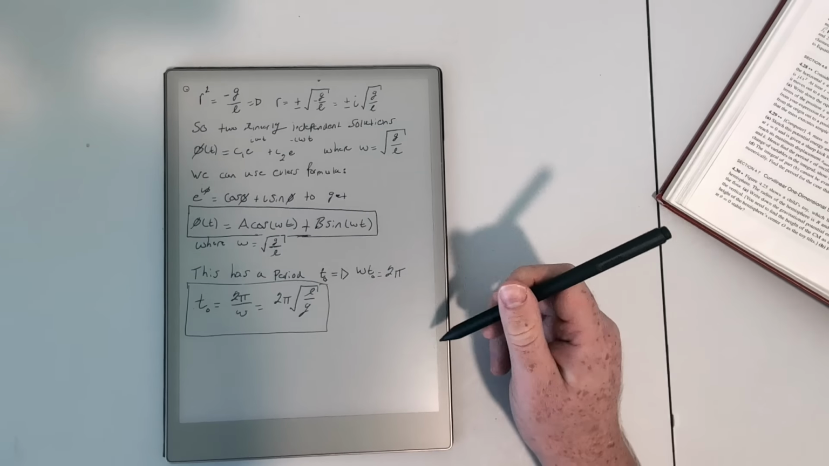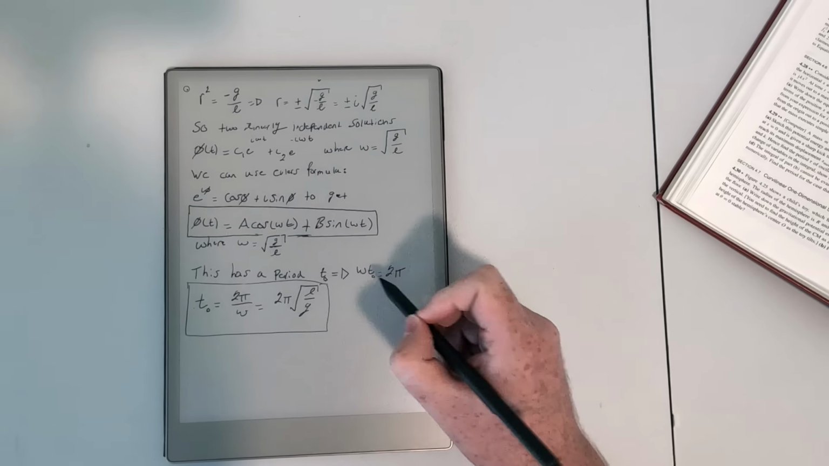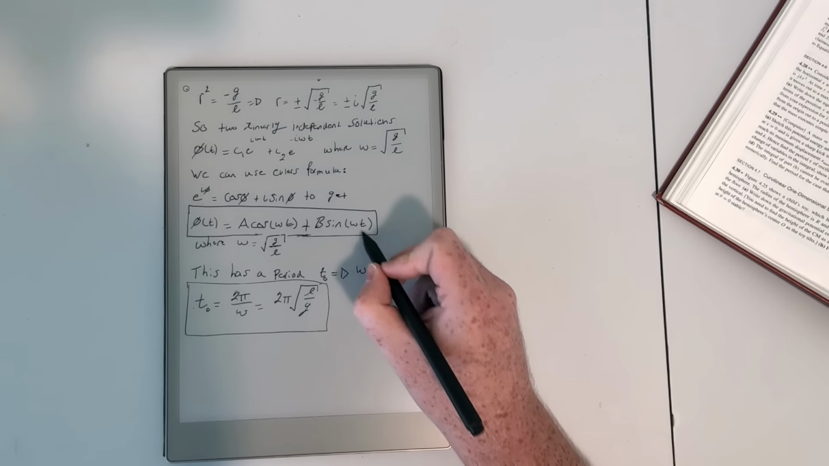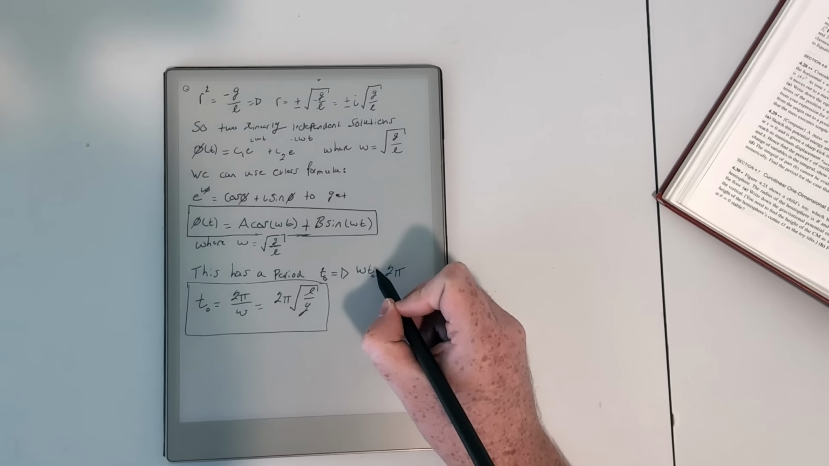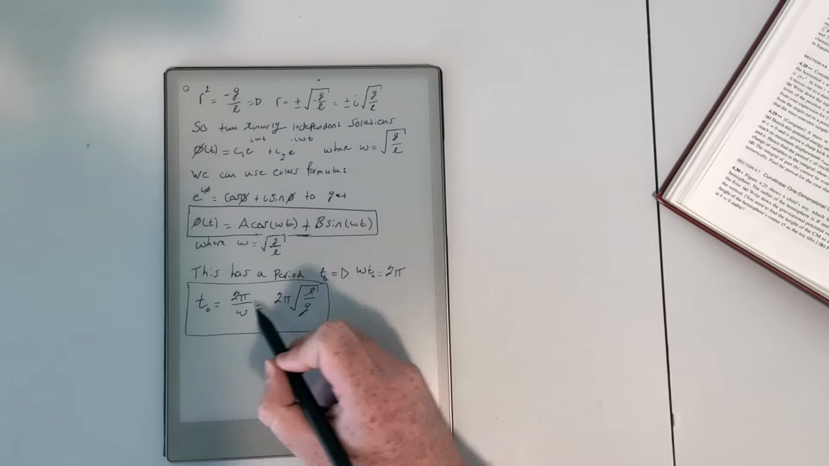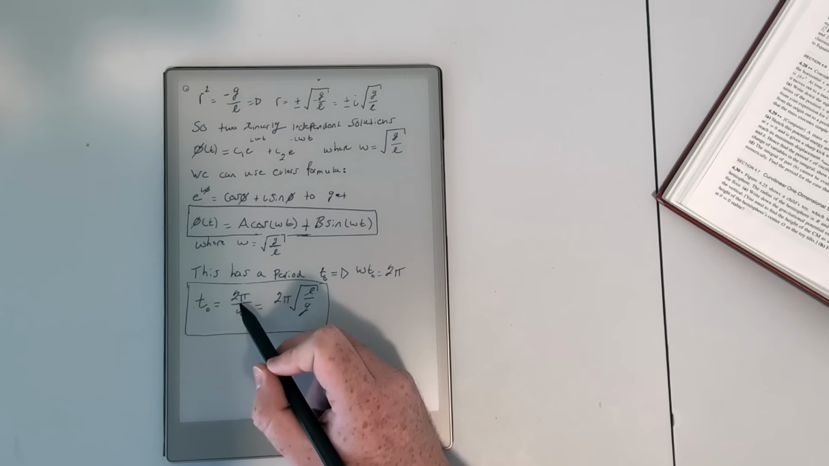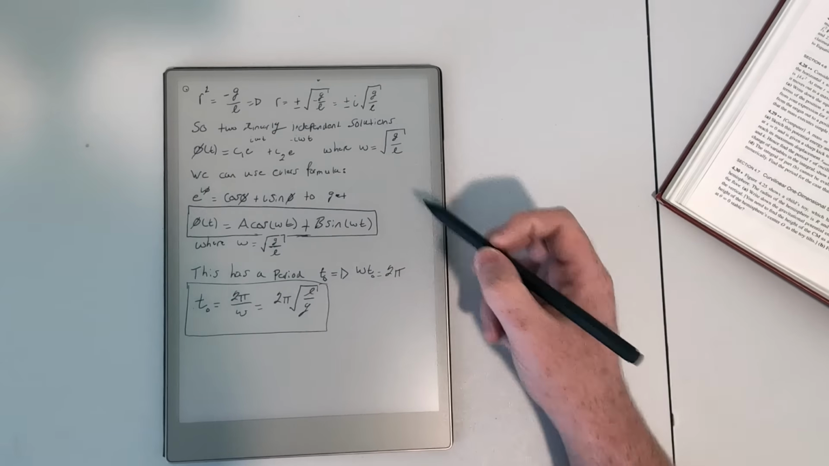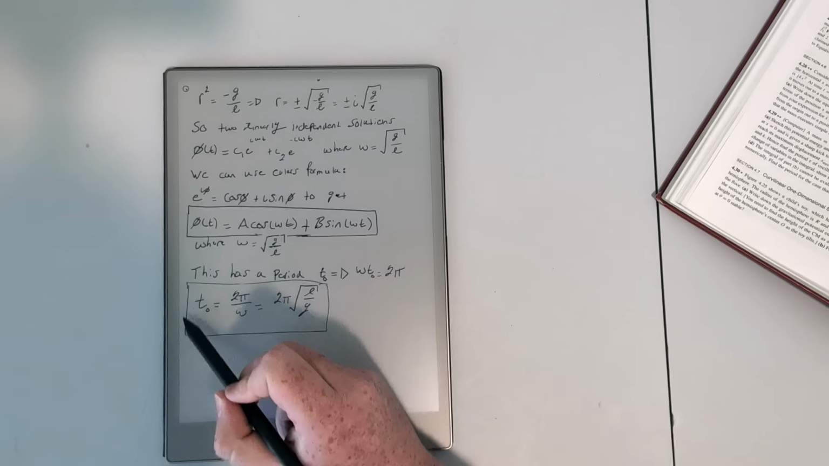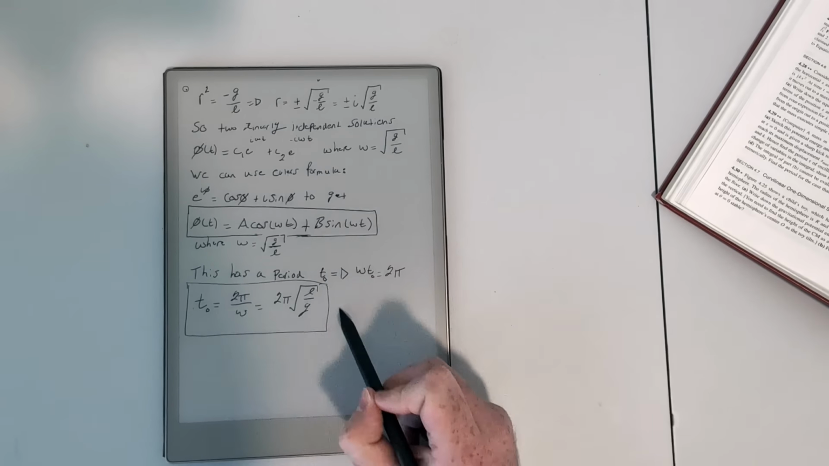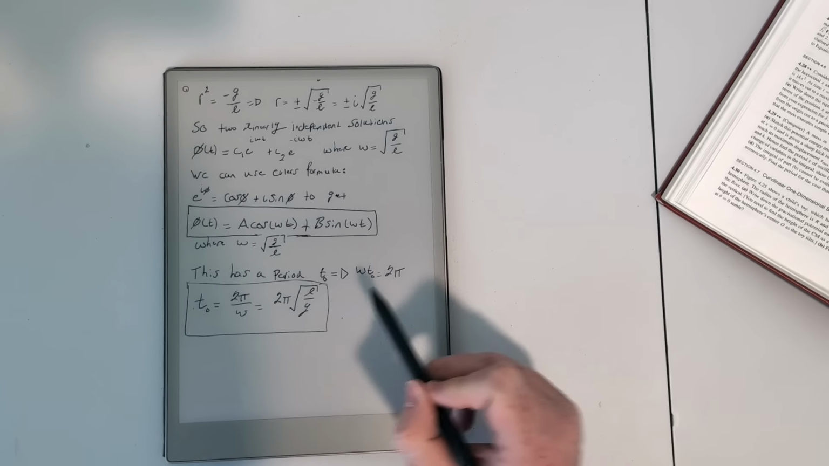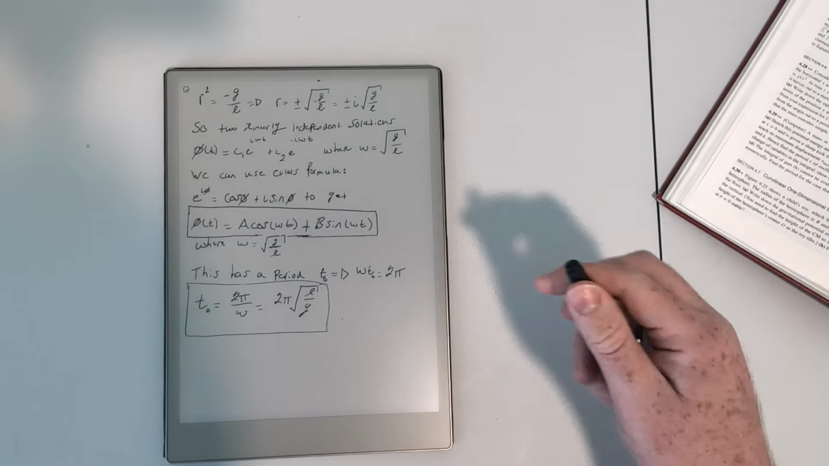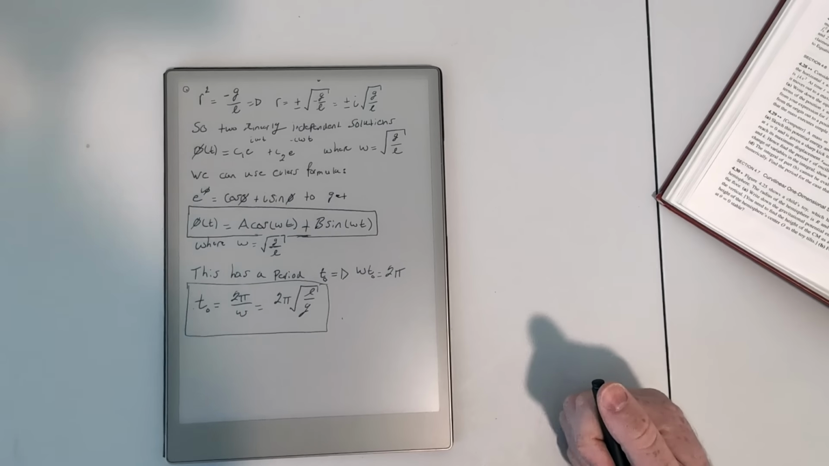Sines and cosines repeat every 2 pi, so the period t naught is going to be when omega t is equal to 2 pi. So solving for t naught is just going to be 2 pi over omega, or 2 pi times the square root of L over G, just flipping those around. So the period of oscillation of the pendulum is going to be 2 pi times the square root of L over G. So the period depends on the length of the rod, and that's really it.